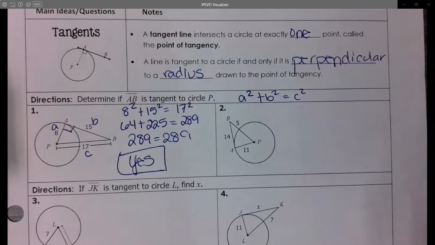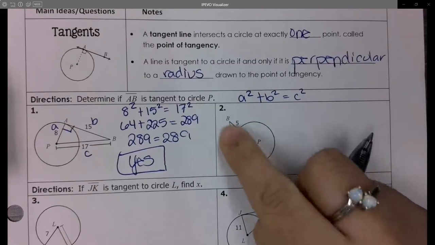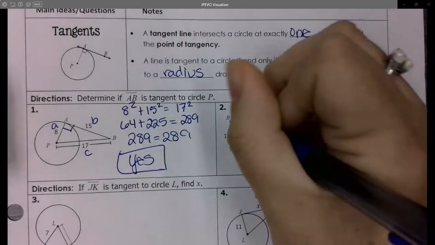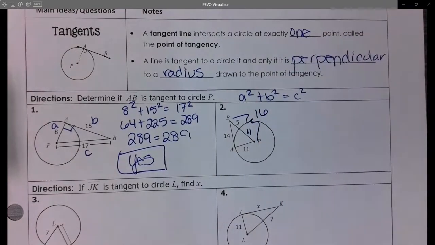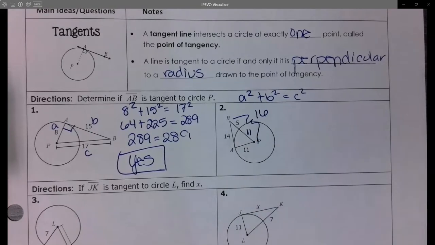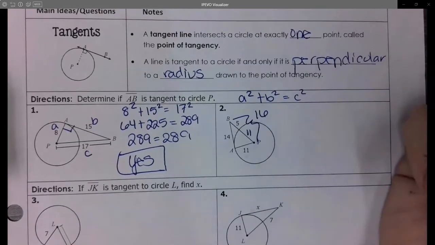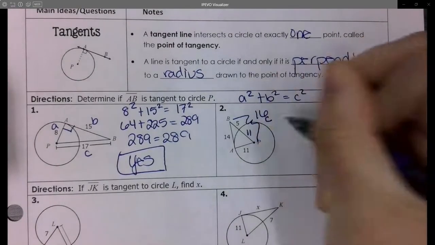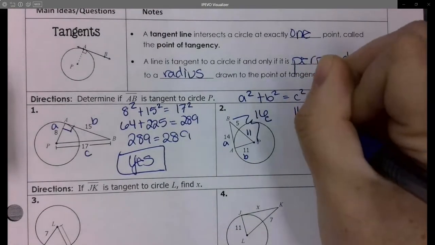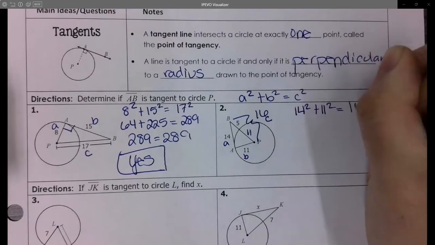So I'm going to do the same thing on number 2, but notice this 5 isn't this whole line across. It's only this outside piece. I have this part that's also 11, so the whole length of this line right here is 16. And I got the 11 because it's a radius from the center to the edge. So then I want to, again, use the Pythagorean theorem to see if this makes a right triangle. The 16 is going to be my c, and then a and b don't matter. So I'm going to have 14 squared plus 11 squared equals 16 squared.